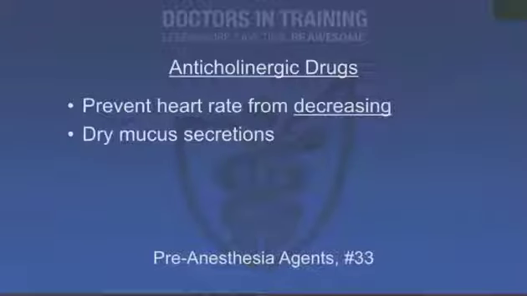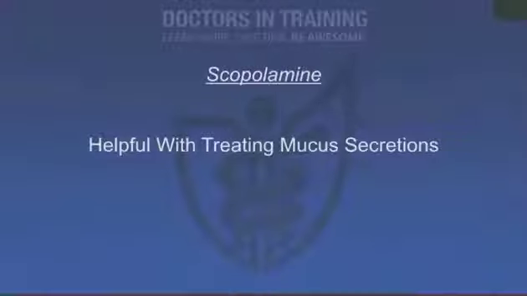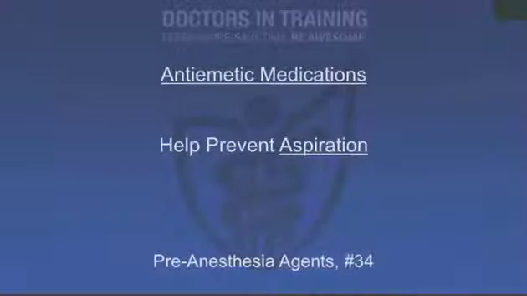There's anticholinergics. Basically, they prevent your heart rate from going down and dry up secretions. Ketamine can cause you to have increased secretions. Anticholinergics, such as scopolamine, can help prevent that. Next, we have the antiemetics. Nowadays, it's all ondansetron or Zofran. Basically, it prevents aspiration. Most anesthesiologists would love if everyone came in and had surgery after not having eaten for 6 hours. That's not always the case. So Zofran helps during induction and intubation, with patients not vomiting and aspirating.